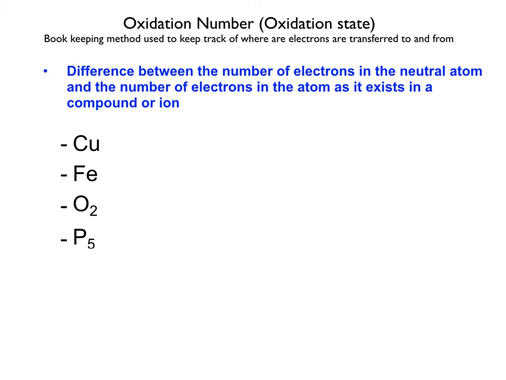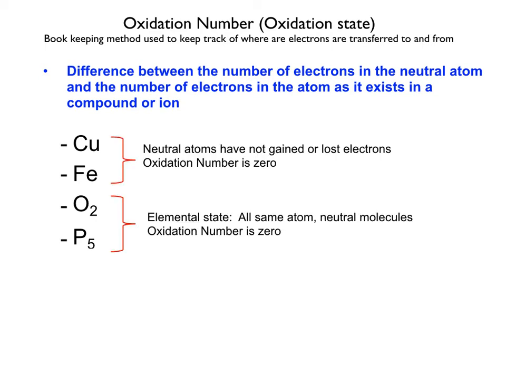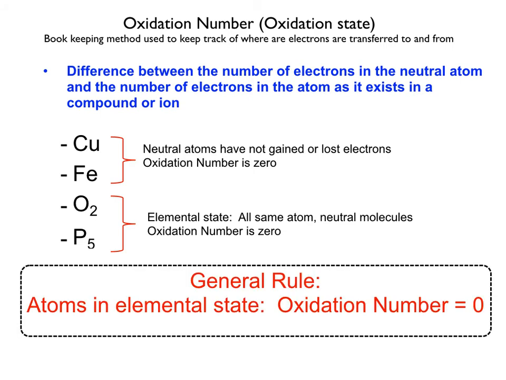When we look at all of these elements, what we see is the first two, copper and iron, have oxidation numbers of 0, right? These are neutral atoms. They have not gained or lost electrons. And with the O2 and P5, these are the elemental states of those elements, oxygen and phosphorus. Again, it's all the same atom, so these are all neutral, and so the oxidation number is 0. So our first general rule for determining oxidation state is that whenever you have a single type of atom present, whether it's copper or O2 or P5, the oxidation number is always equal to 0.